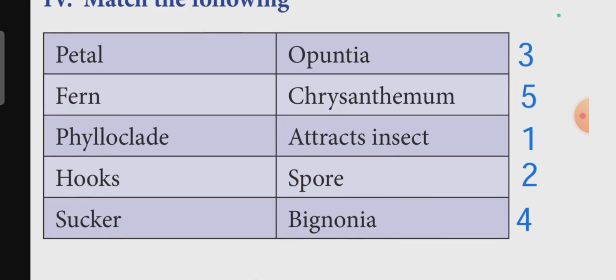Petal attracts insect. Fern, spore. Phylloclade, opuntia. Hooks, bignonia. Shakar, chrysanthemum.